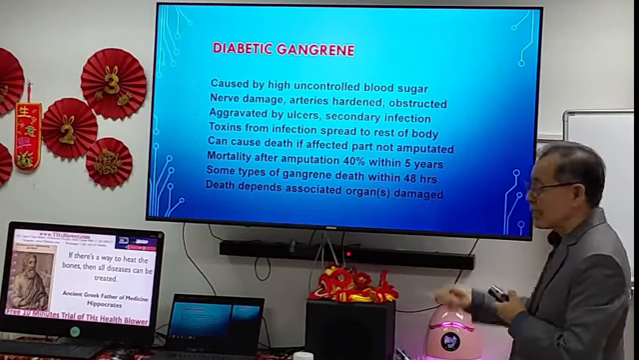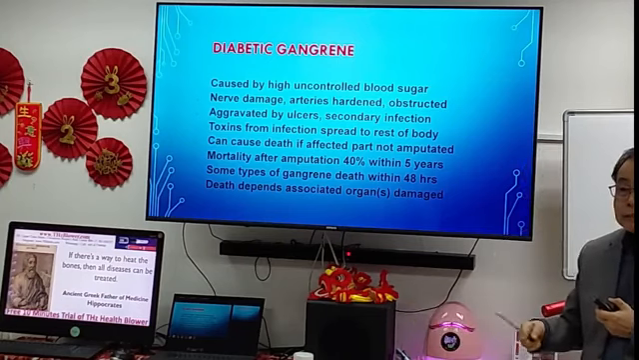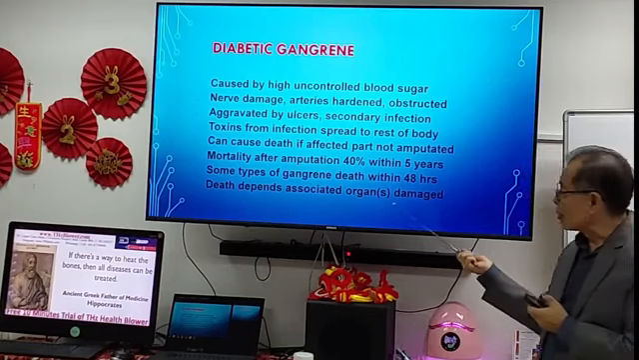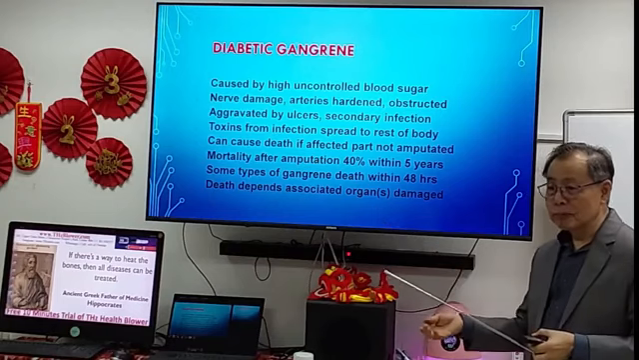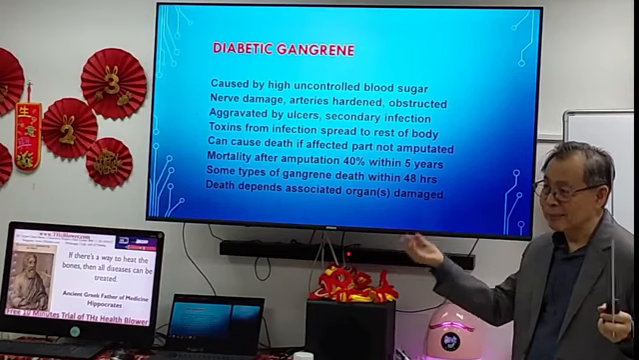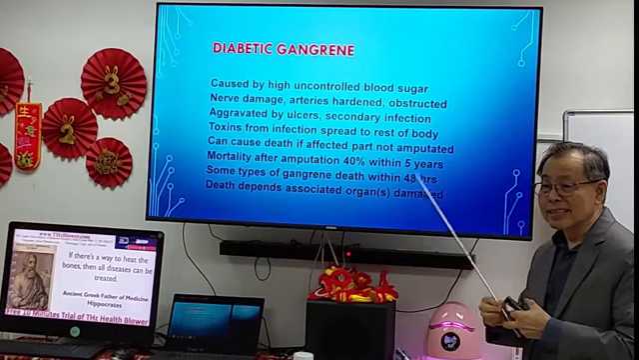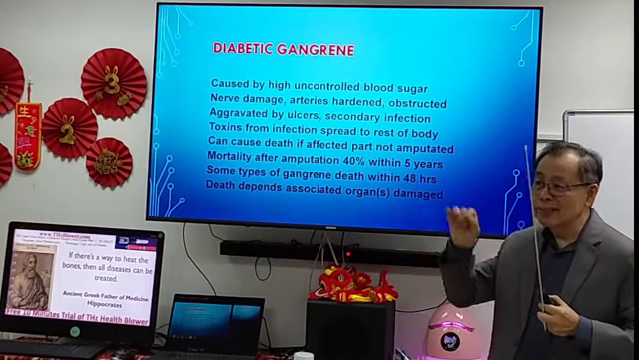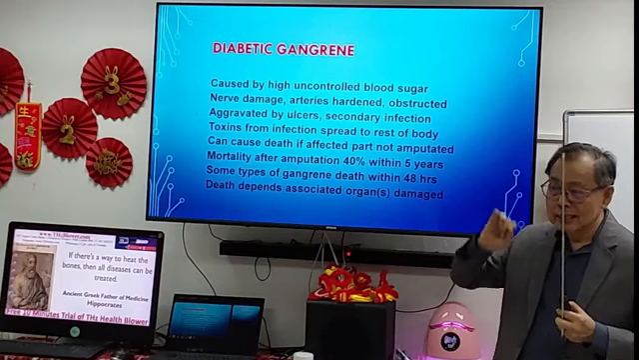Some types of gangrene, you can die within 48 hours. That's why you hear of people whose relatives are diabetic with this type of thing, they say the surgeon says they must operate within 2 days or whatever time frame. That's because of the toxins. The gangrene by itself won't kill you. It's the toxin from the dead cells that will kill.